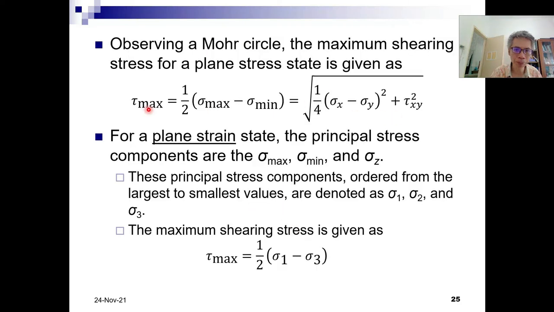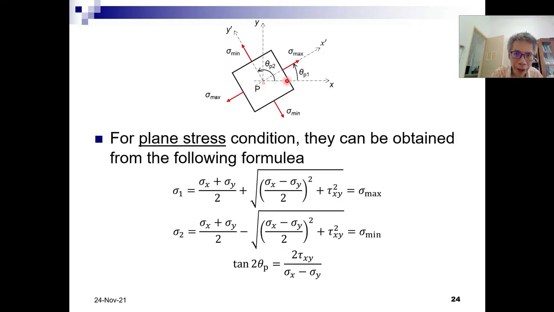Okay, and the angle of the plane that makes the shearing stress maximum differs from the principal angles by 45 degrees. So if this theta is the principal angle, then the maximum shearing stress plane is 45 degrees from this one. I mean, you may bisect this, and then we have 45 degrees. That is the plane where the maximum shearing stress occurs.